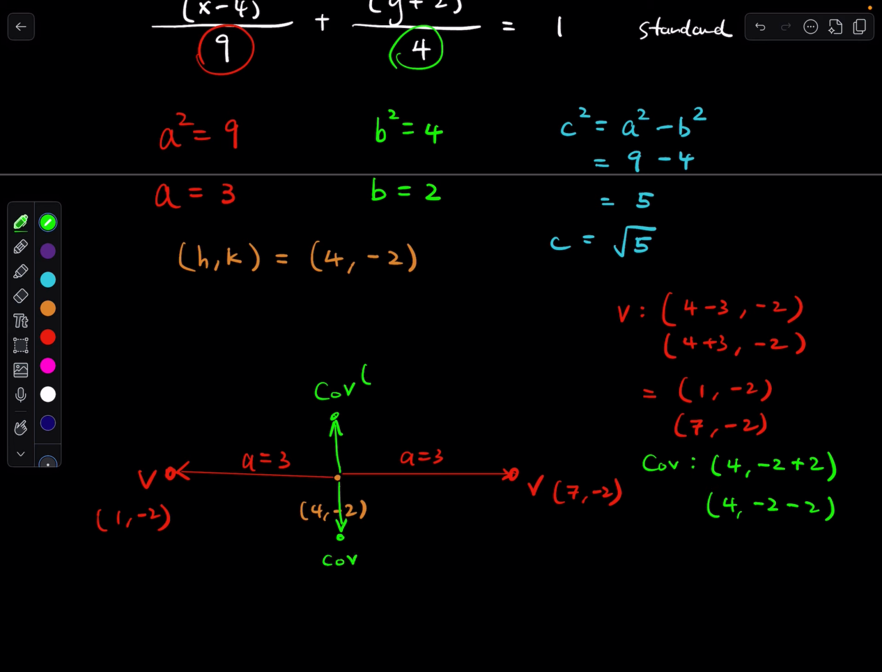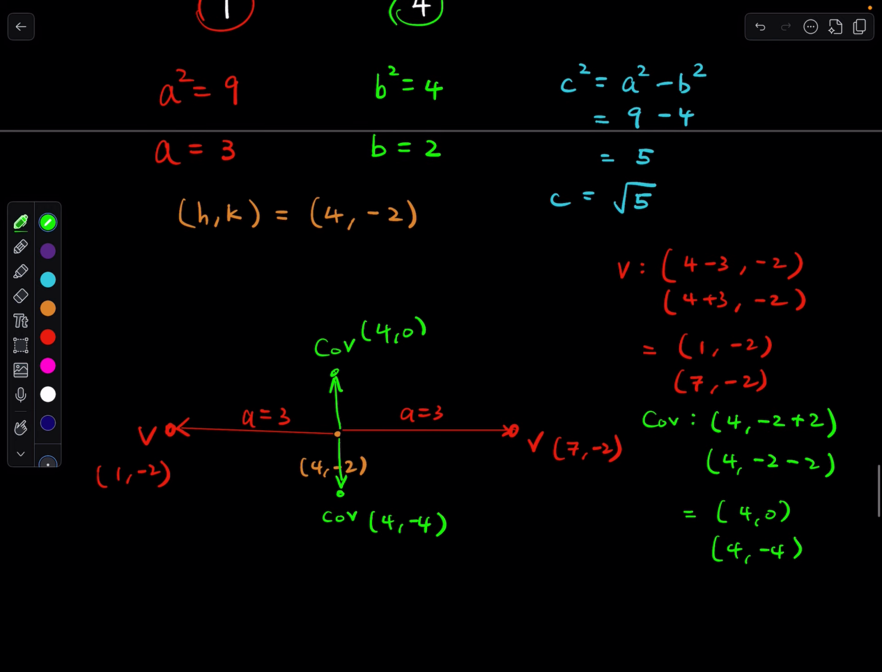Let's write down these points. So these are 4, 0 on the top, and 4, negative 4 for the bottom. Right, so now we kind of know how the graph looks like. So the graph of this ellipse is going to look like this.